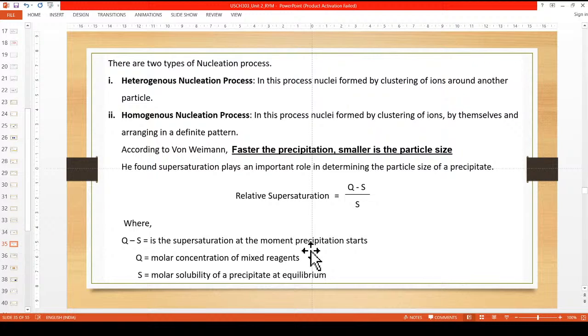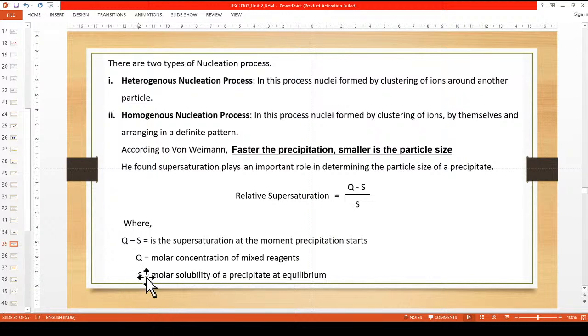When ionic product exceeds solubility product, at that moment, when a difference will come, at that moment your precipitation will start. Okay, so that is your Q minus S supersaturation condition, where Q alone is molar concentration of your starting material. Okay, Q is molar concentration of mixed reagent, whatever the starting reagents you have taken is Q, उसका concentration 0.1 मोलर का लिया था या 0.2 मोलर का लिया था, तो that is your Q value.